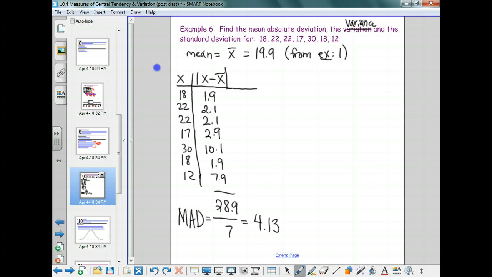4.13. 1 or 2 decimals is sufficient. We have either one. Any question on this process? This is the easier of the two. All you do is subtract all these values, and then you add them up, divide by 7. All right, so the standard deviation and the variance, this component is just more work, okay?